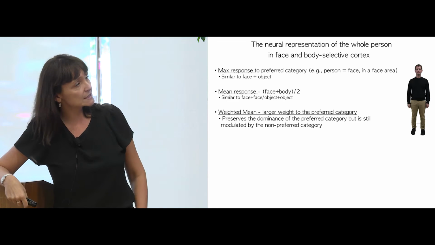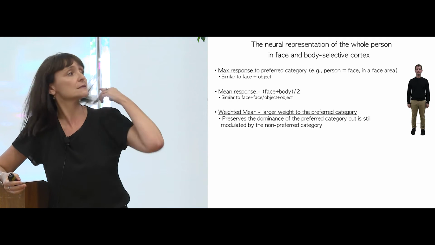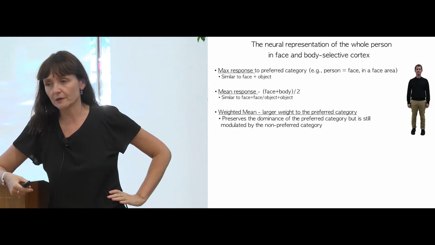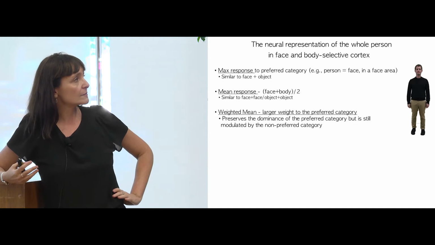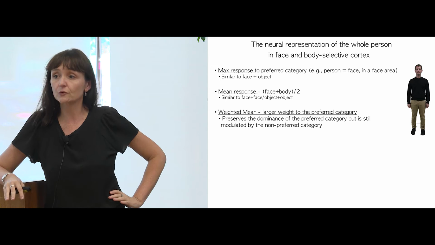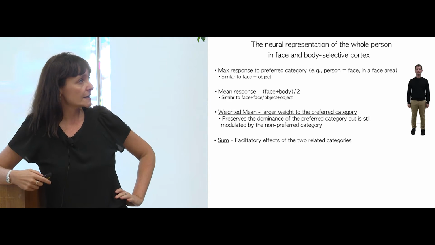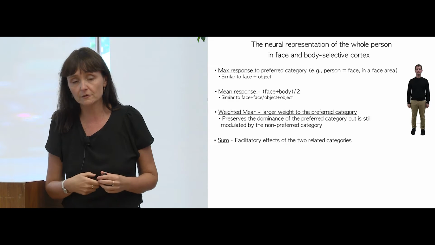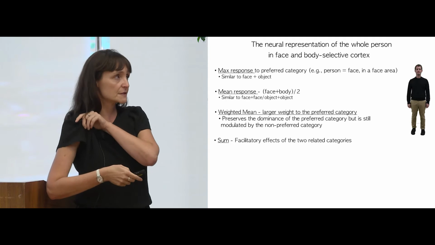Or another possibility is that we're going to find a weighted mean response, in which the weight for the body and the face is going to be determined by the preferred category. And the main advantage of this kind of representation is that we give some dominance to the preferred category, but we don't ignore the non-preferred category. Okay? So it still influences the representation. And then another possibility is that we're going to find the sum of the responses. So maybe because faces and bodies are always seen together, they are going to have some facilitatory connections, and we will find that the response is similar to the sum, or maybe even above the sum.